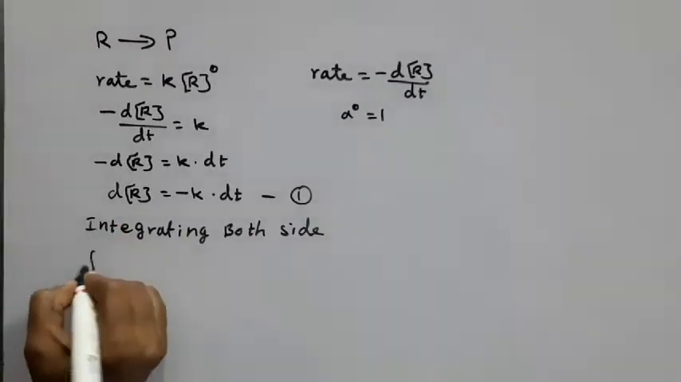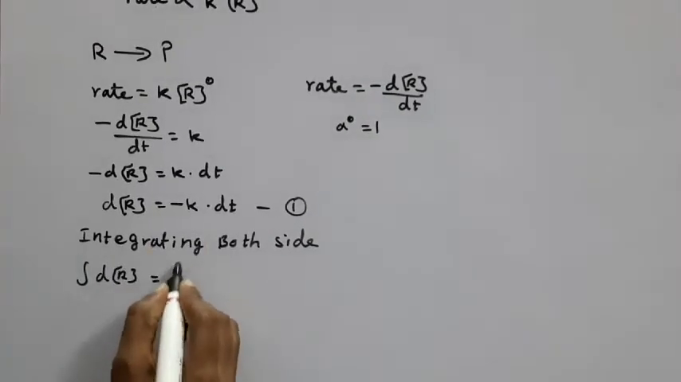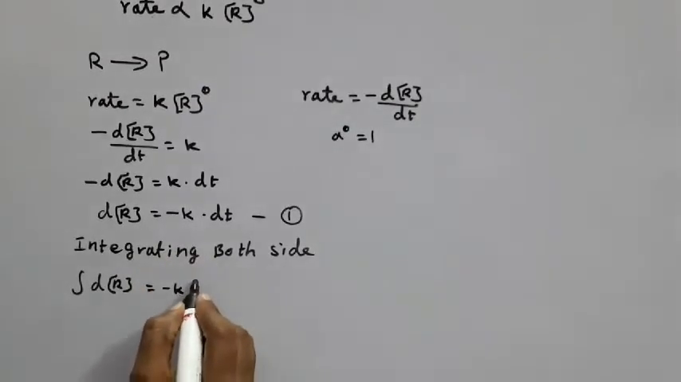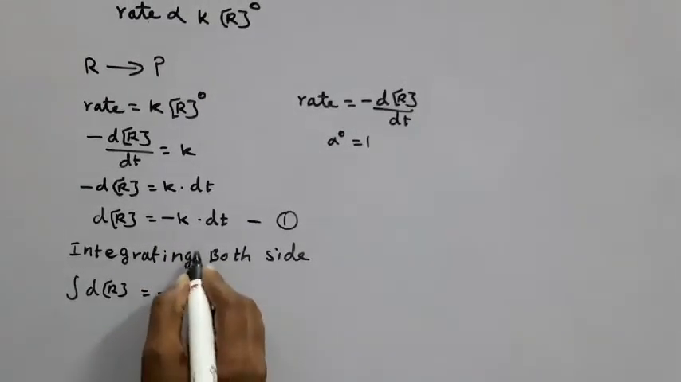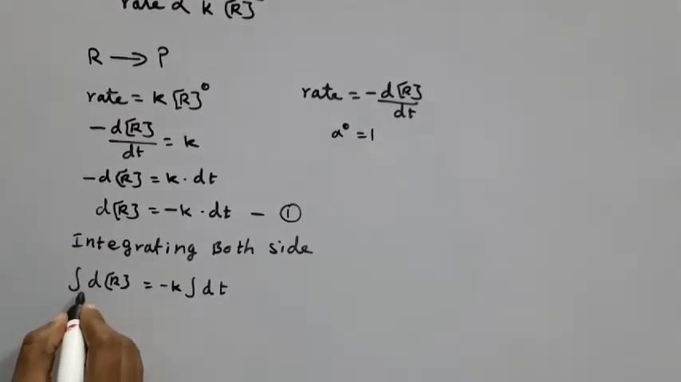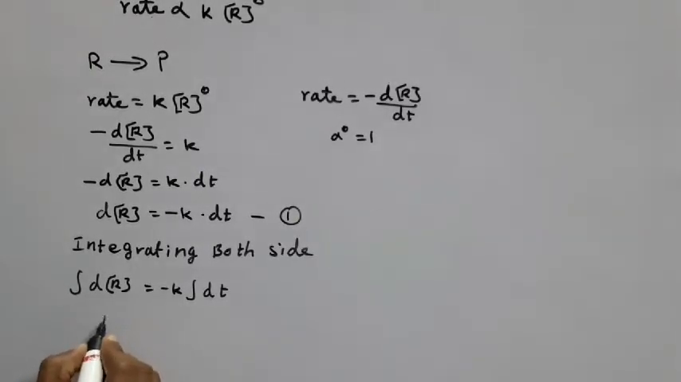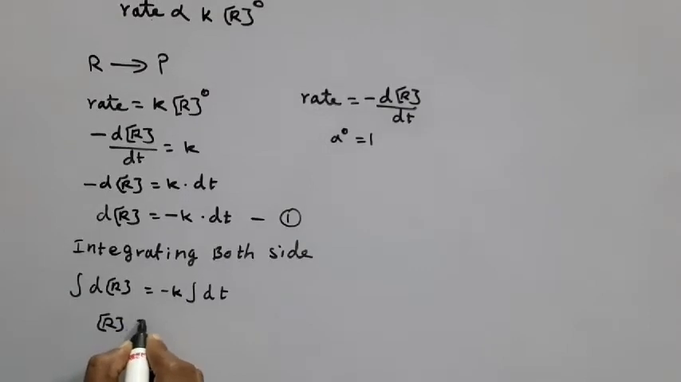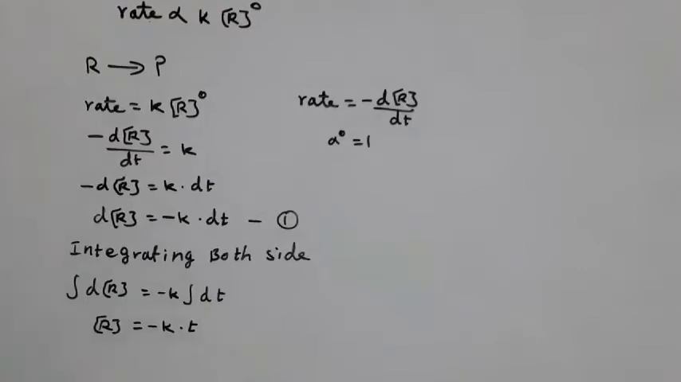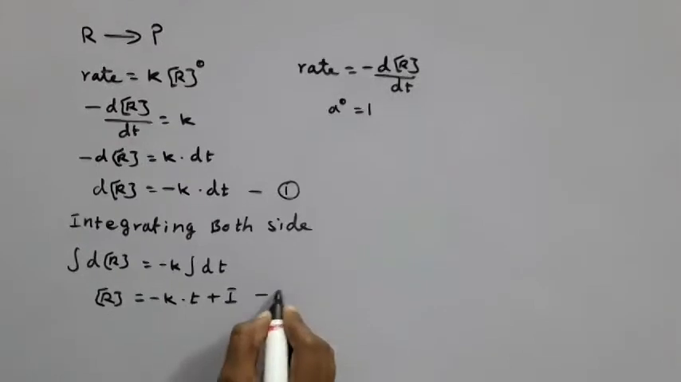So this is the integrated form of d[R]. The reactant concentration is equal to... this is constant, we cannot integrate it, so it is minus k, and this is the integrated form of dt. After integrating, we get the reactant concentration [R] equal to minus kt plus I, where I is an integral constant. This is equation 2.